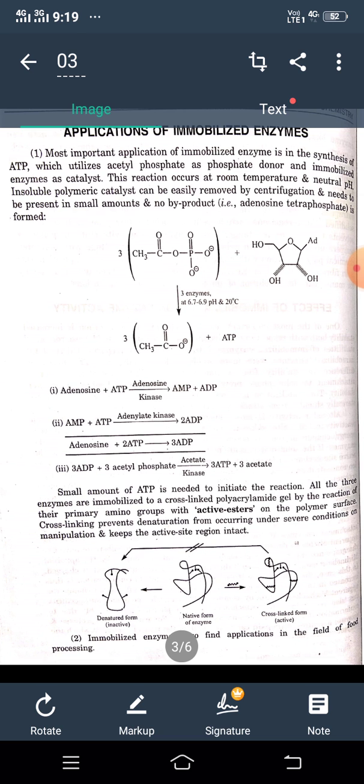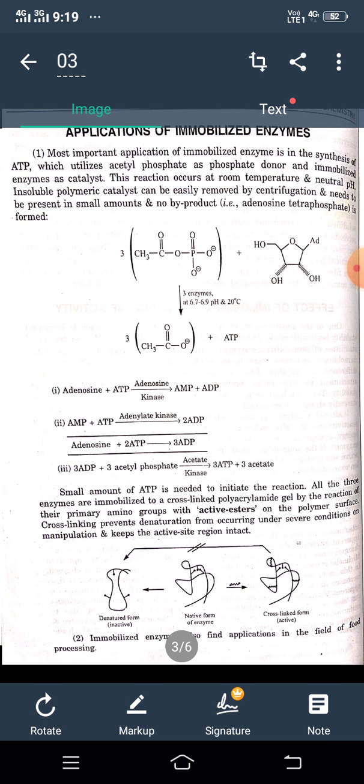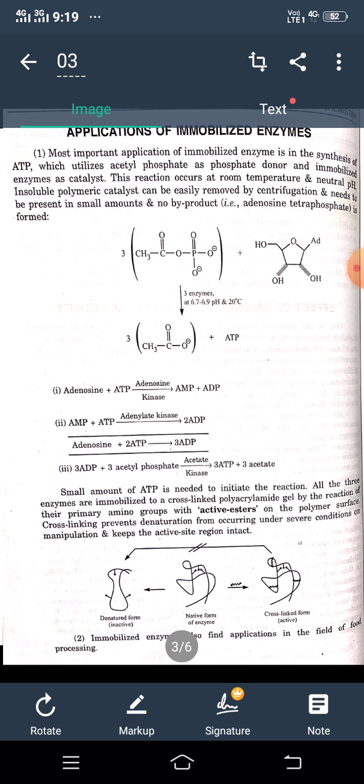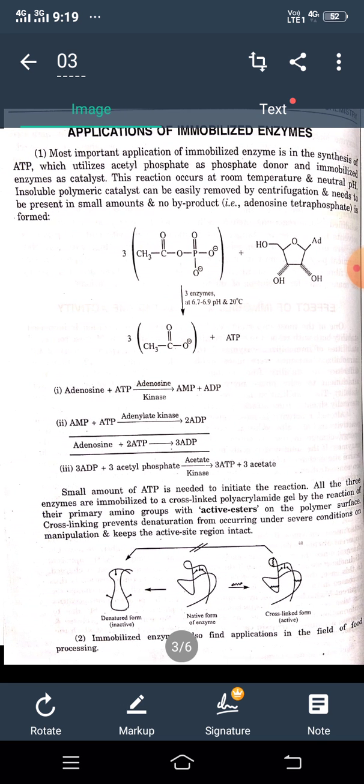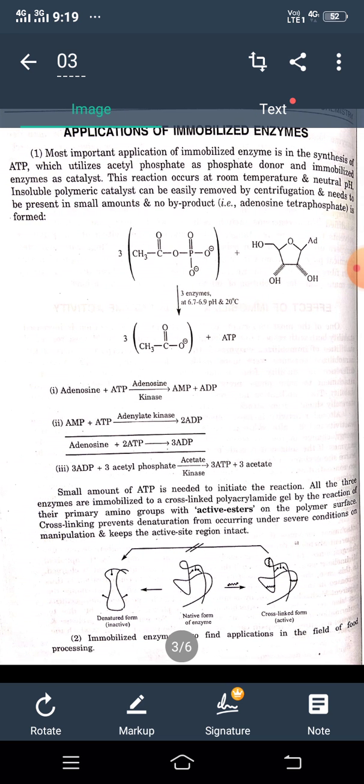A small amount of ATP is needed to initiate the reaction. All three enzymes are immobilized to a cross-linked polyacrylamide gel by the reaction of their primary amino groups with active esters on the polymer surface. Cross-linking prevents denaturation from occurring under several conditions on manipulation and keeps the active site region intact.